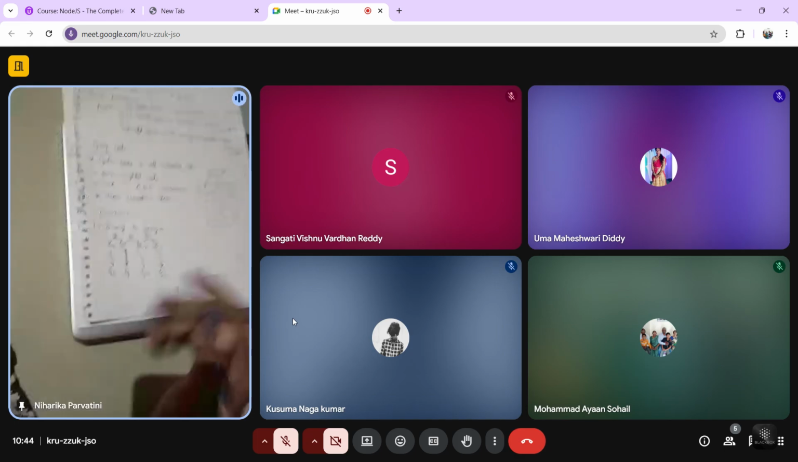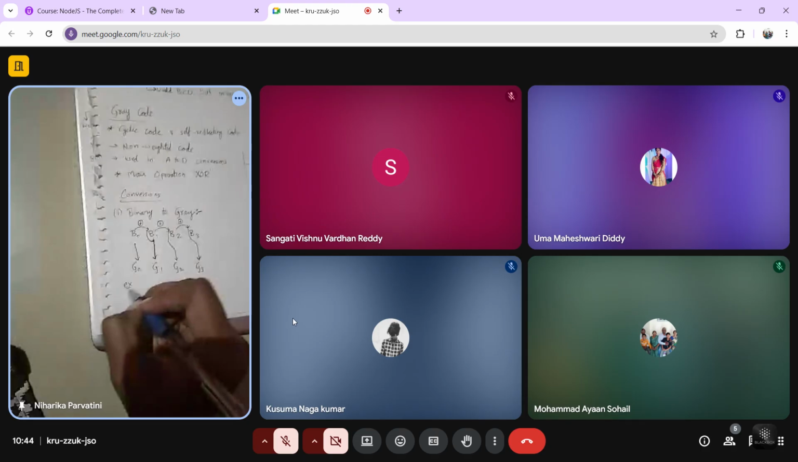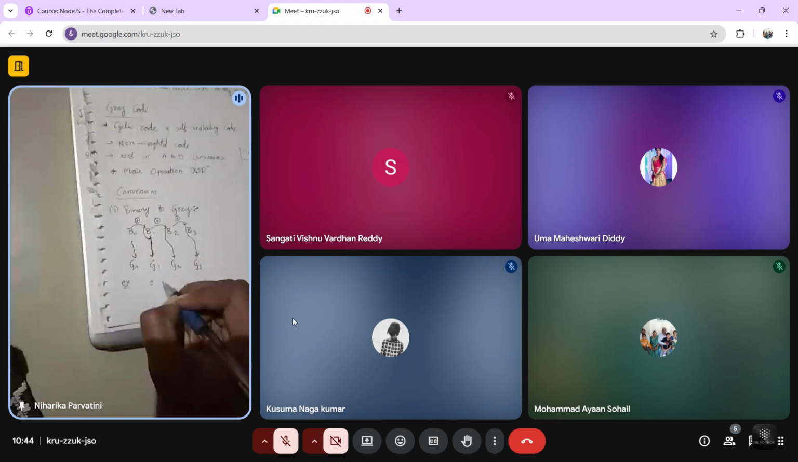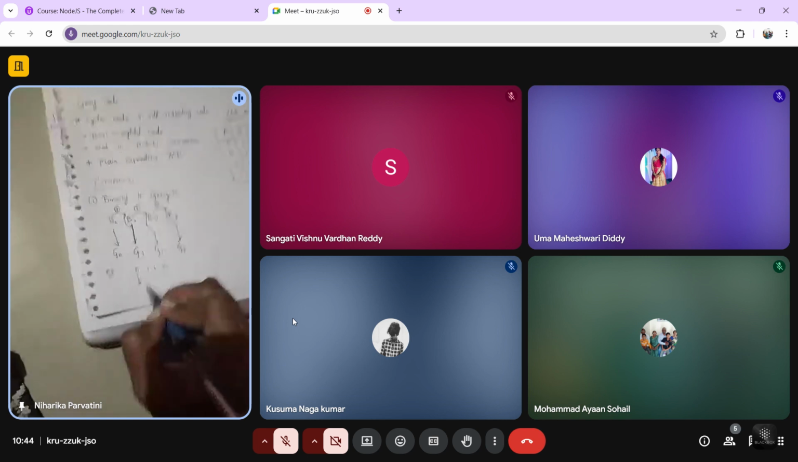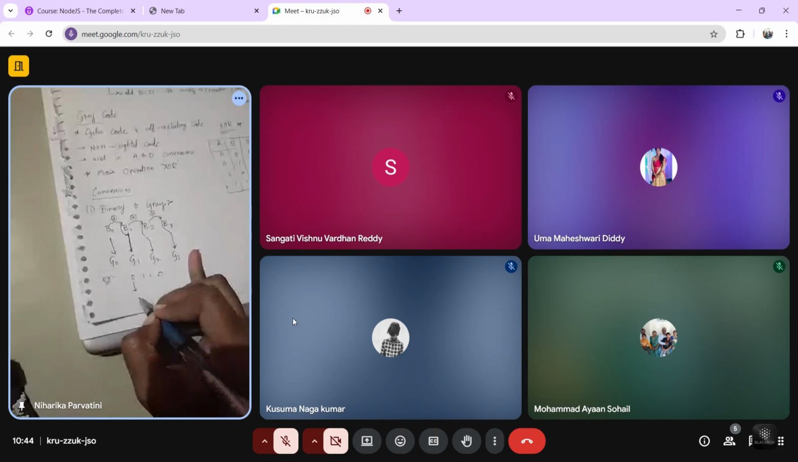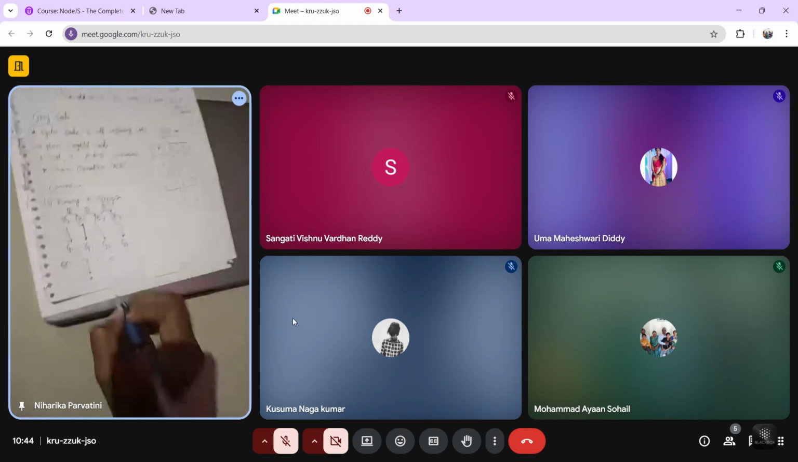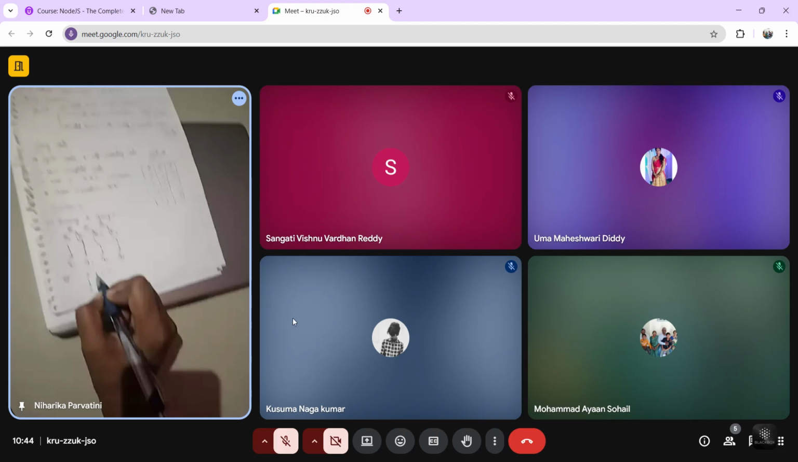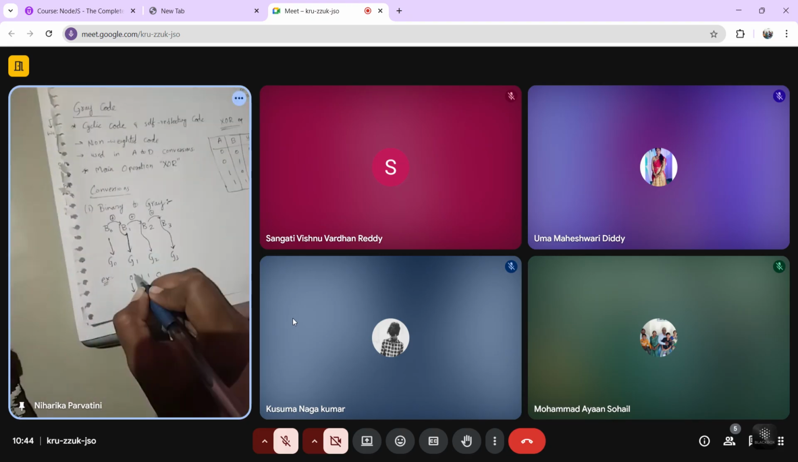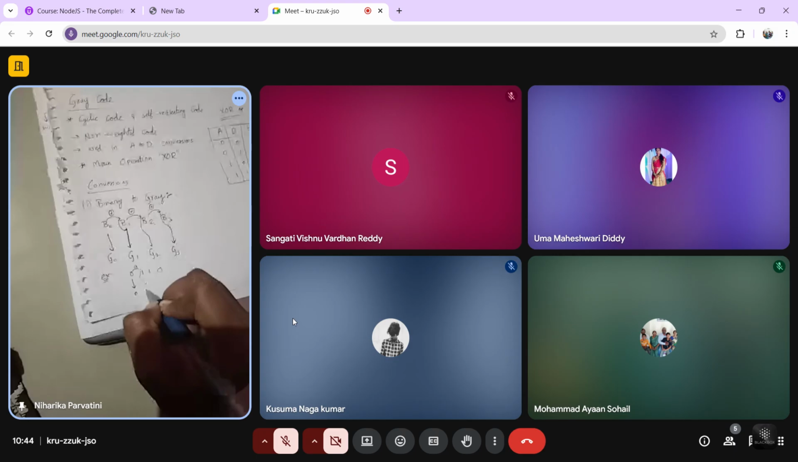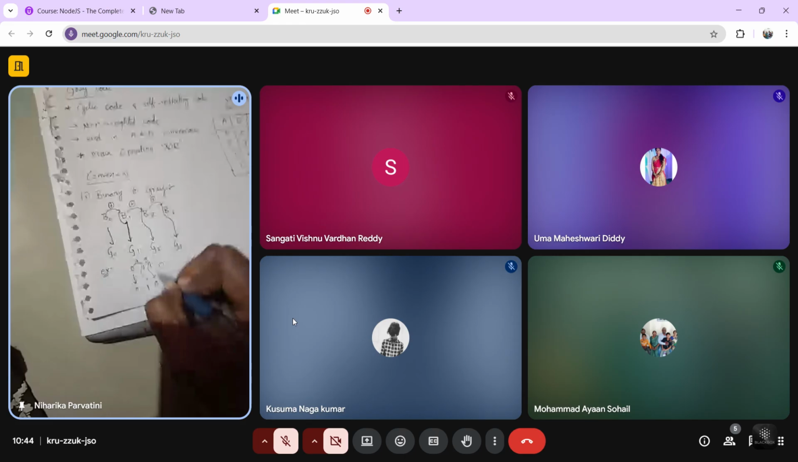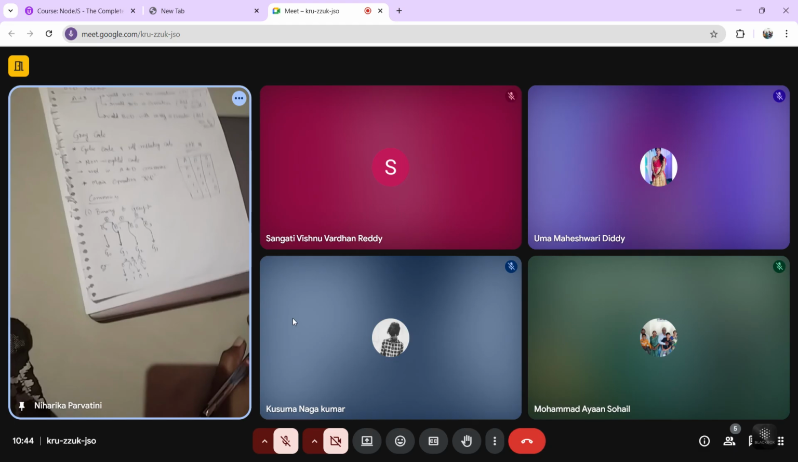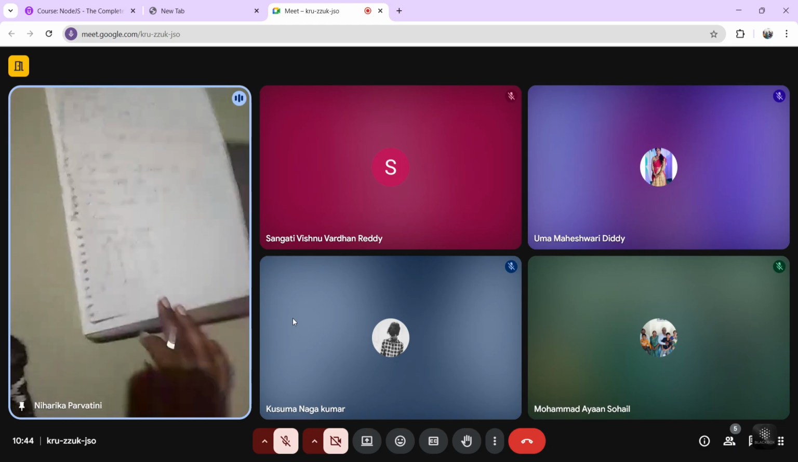Let's take a simple example. 0110 is your binary input. Then you need to convert this to gray code. First, you need to write 0 directly, and then 0 XOR with 1, you are getting 1. 1 with 1, you are having 0. 1 with 0, we are getting 1. So 0101 is your gray code output.